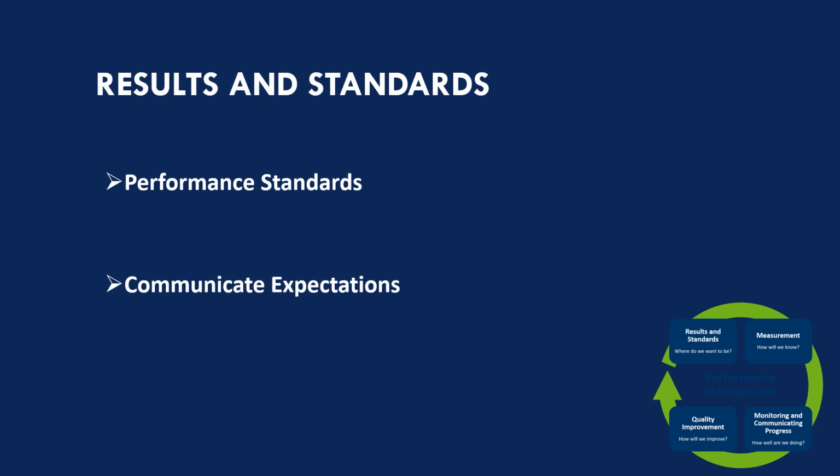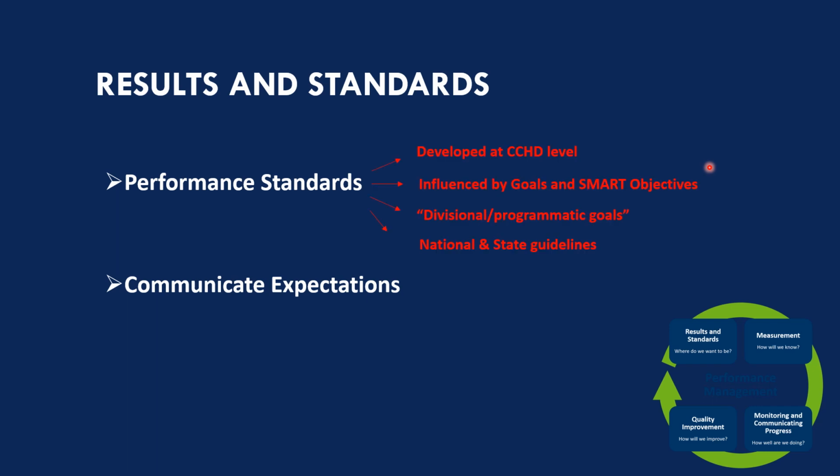Now, within our first step of the cycle, that being results and standards, it's important to note that the performance standards, our goals, and our SMART objectives, they stem from national and state guidelines, and they are divisional. For example, environmental health, they may have stipulated goals and objectives already coming from national guidelines, where other divisions are left to establish those themselves.